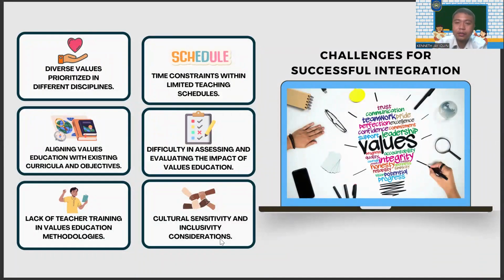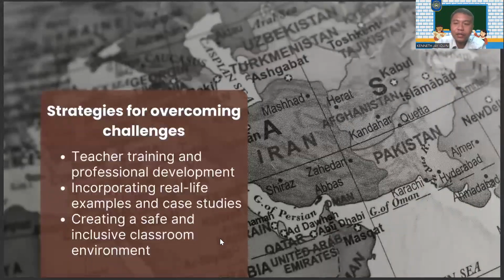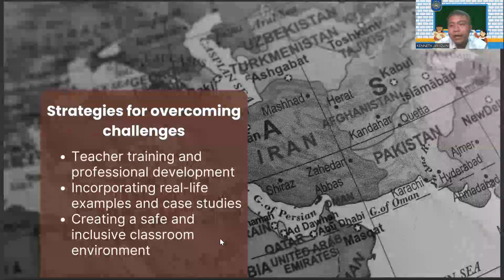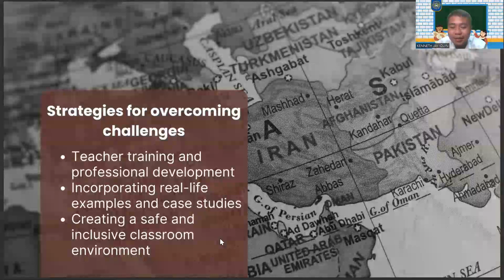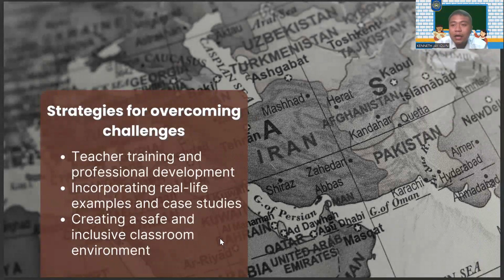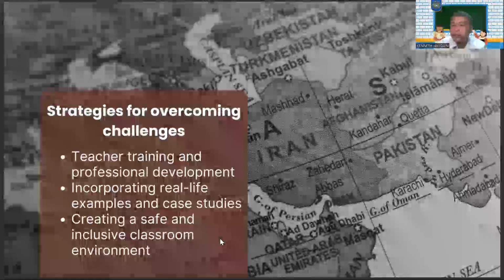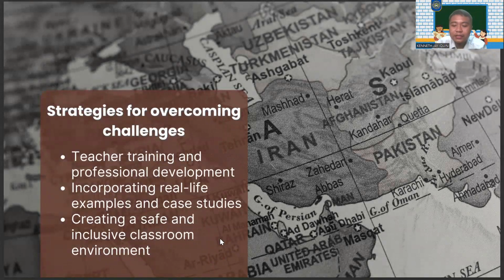So how can we solve these challenges to successfully integrate values education in different disciplines? First is teacher training and professional development. By teaching teachers to upskill themselves, they can improve their pedagogy, or art of teaching. Next is incorporating real-life examples and case studies. This involves students to engage in their community, realize their full potentials, and reflect on these experiences. And last is creating a safe and inclusive classroom environment, because a child-friendly school or child-friendly classroom fosters cooperation and drives to the attainment of the learning objectives and the attainment of the specific goals of the society.